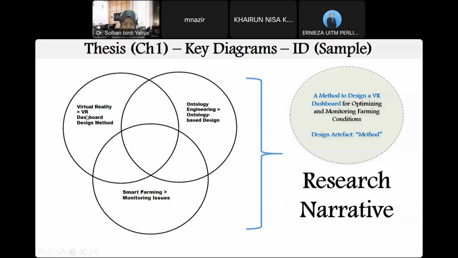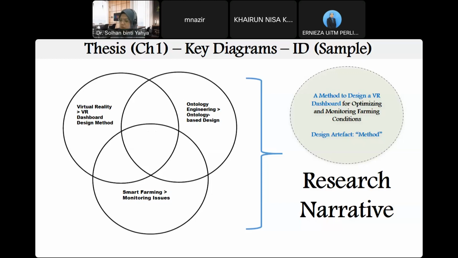Jadi dia merasakan bahawa untuk monitoring isu ni dia nak guna teknologi virtual reality. Yes, of course kita terima. Tetapi apakah contributionnya nanti di dalam domain virtual reality itu? Alright. So the virtual reality dia telah buat, mungkin dia telah buat survey, dia mungkin telah buat literature review, dia ada jumpa literature review paper sebagainya. Dia merasakan bahawa salah satu gap, okay, dalam virtual reality ini ialah tentang method untuk membangunkan sesebuah dashboard VR itu. We call it virtual reality dashboard design method.